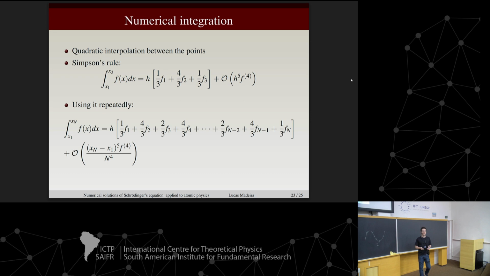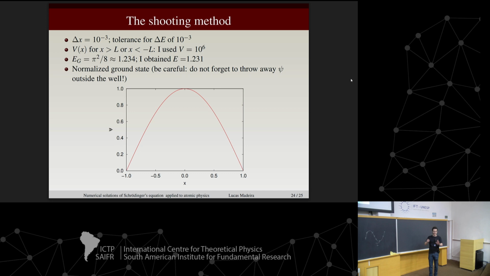So this is the numerical solution that I get from my code if I use these parameters. I'm using some spacing of 10 to the minus 3 in these reduced units. My tolerance for the energy is of order 10 to the minus 3. Outside of the well, I used my definition of infinite here as 10 to the 6, okay? The ground state energy analytically would be 1.234. I get 1.231, so my error is of the order of 0.1% with these parameters. If I tweak these parameters, I can do better or worse, okay? And then I normalize the ground state.